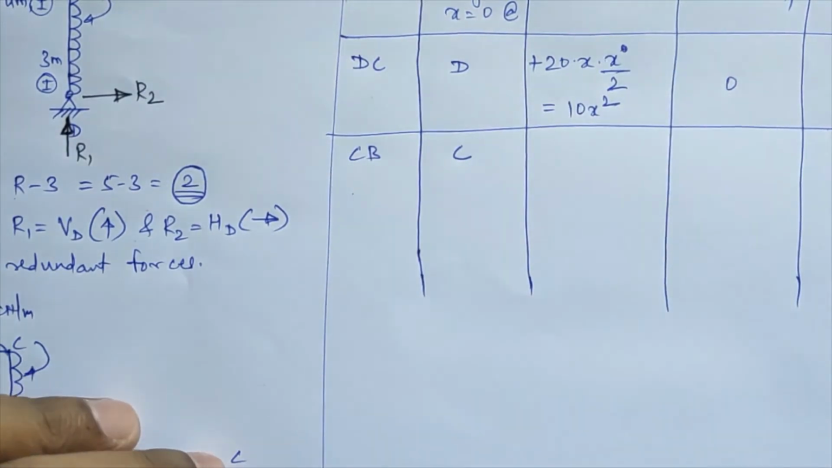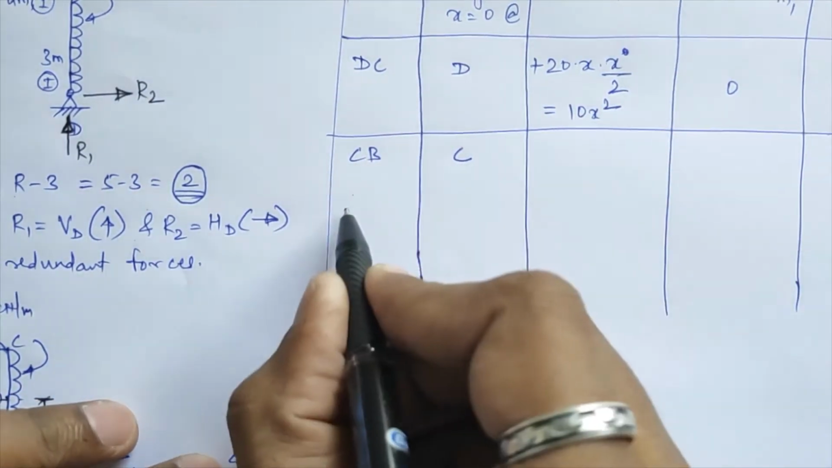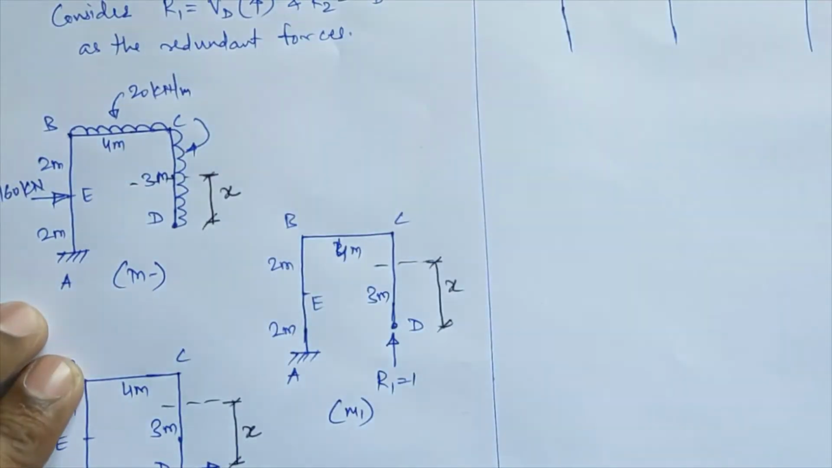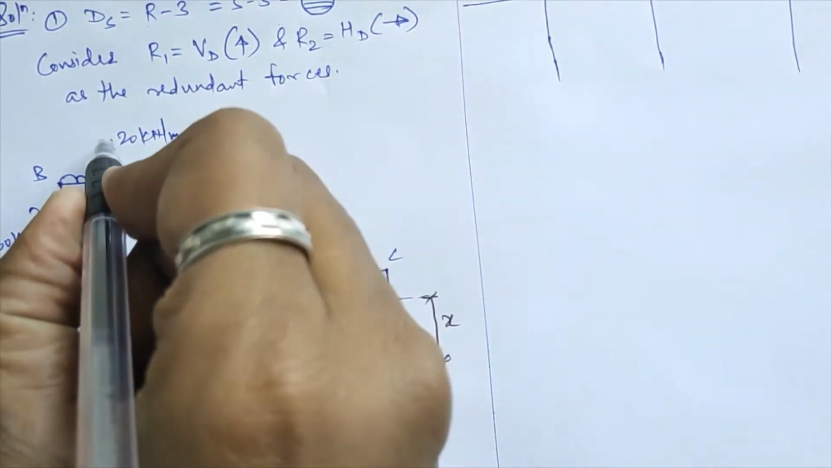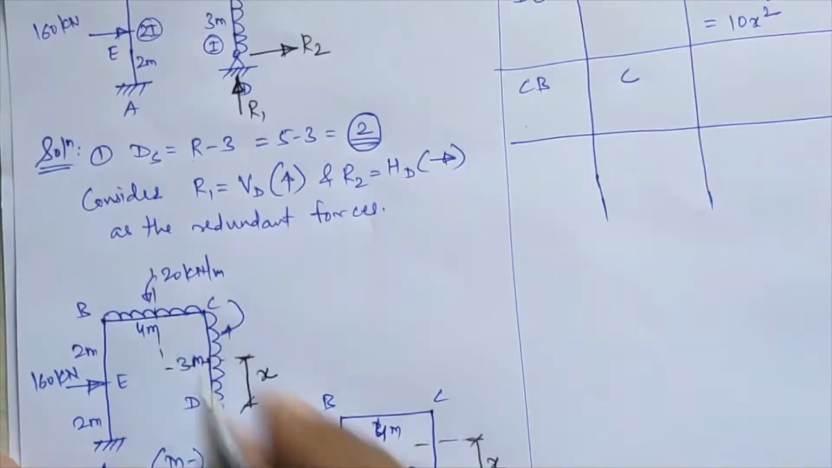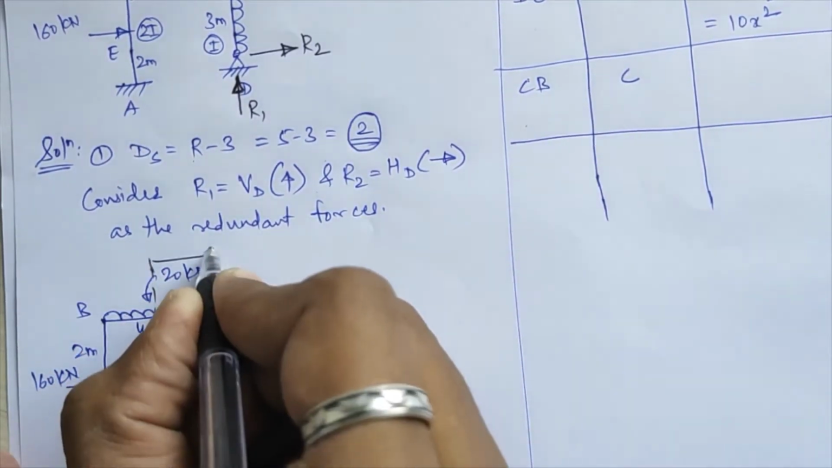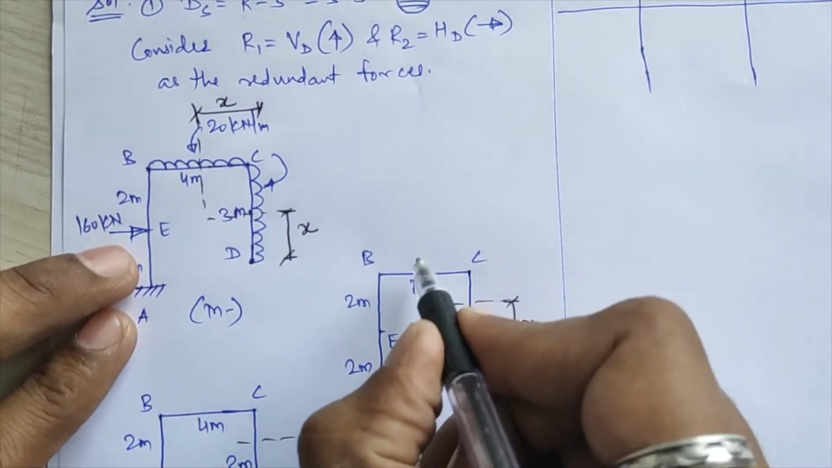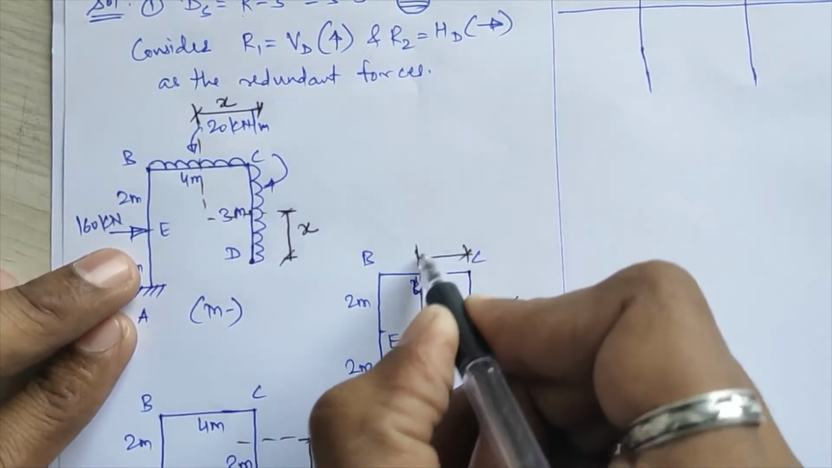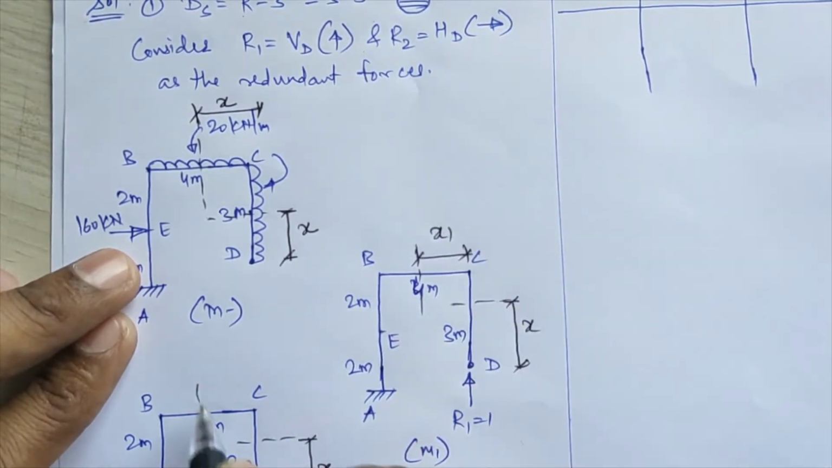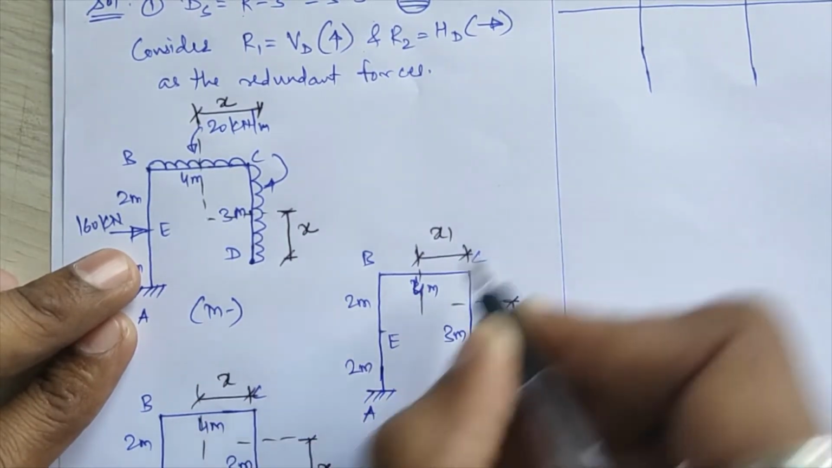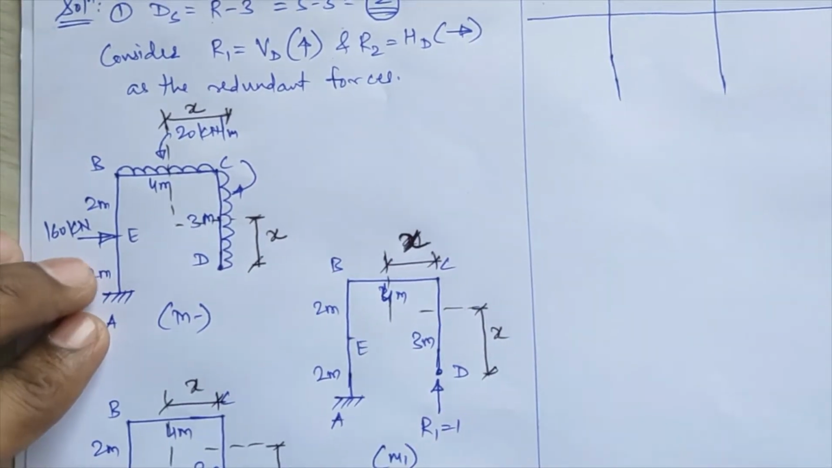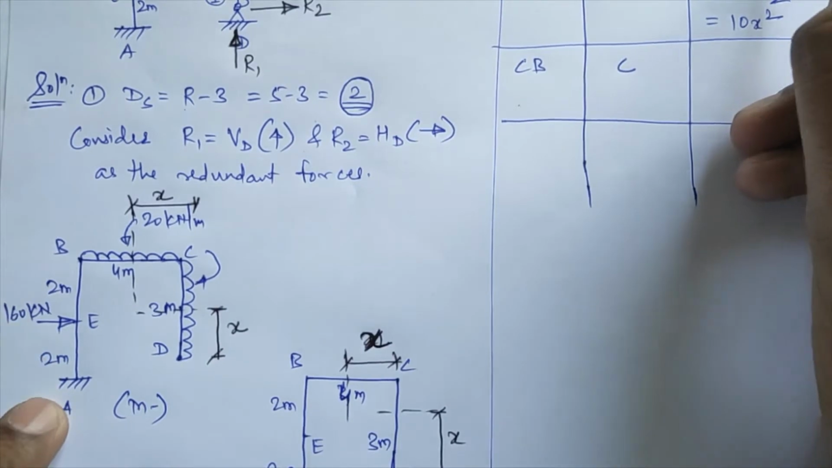Now we'll see the values of M, M1 and M2. What you have to do is pass this section in this portion CB, at a distance x from your selected origin point, that is C. The same way I'll pass this section in the M1 diagram, and in the M2 diagram also I'll pass the section. This is x, not x1. Right, now we'll see the capital M diagram.